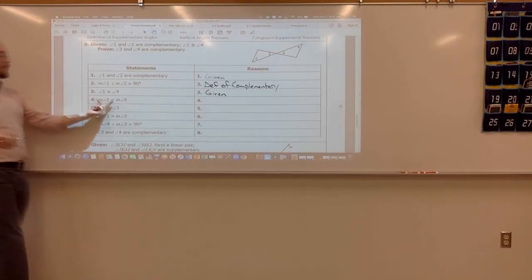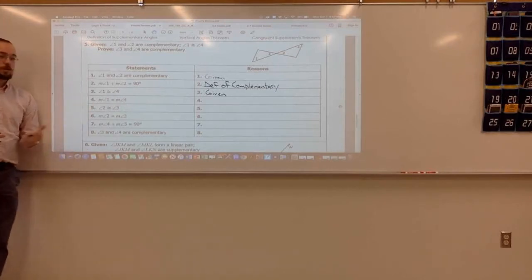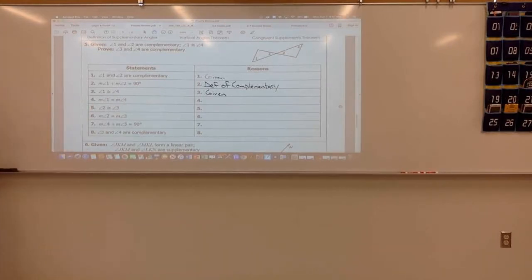Now, they say angles 1 and 4 are congruent. Why then can I claim that those measures are equal? If I know two things are congruent, why can I claim their measures are equal? Definition of congruence.